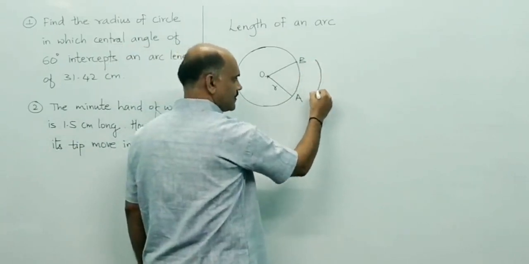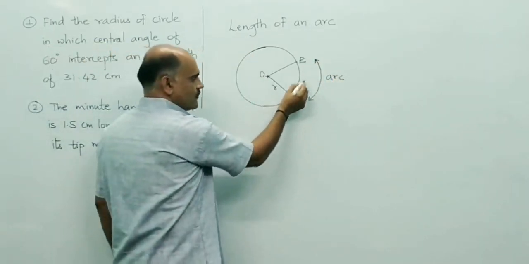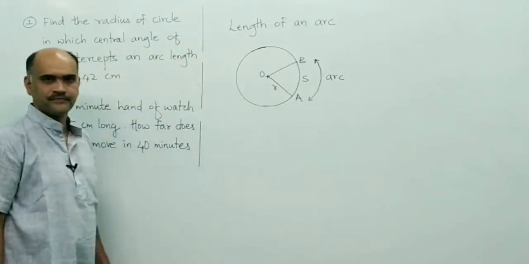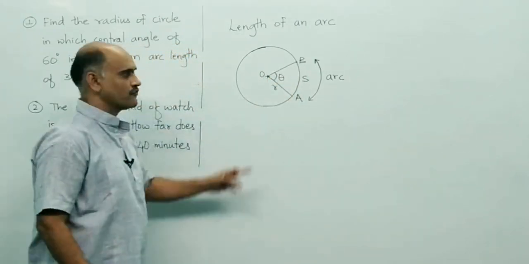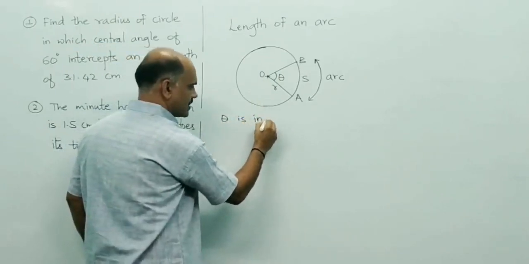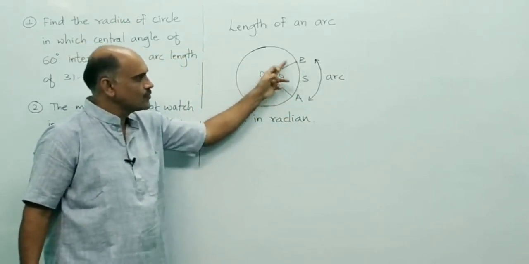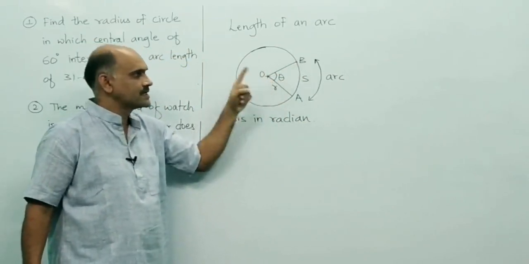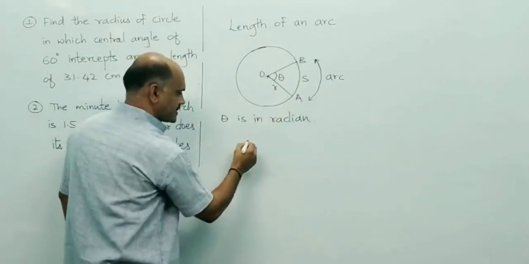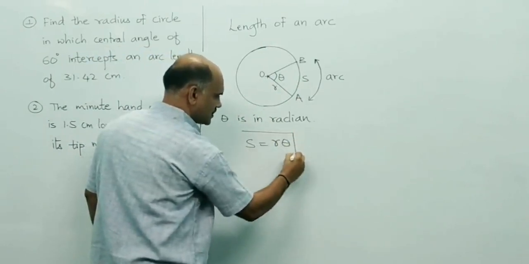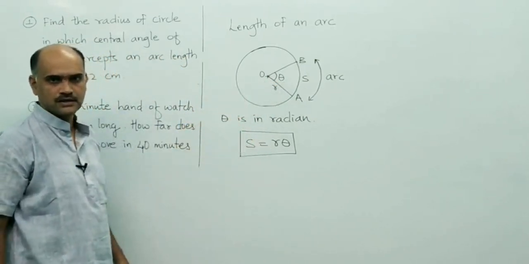This length from A to B, we call it an arc. So the length of this arc from A to B, we denote it as S. Length of arc we denote by S. And let it make an angle at the center, theta, where theta compulsorily has to be in radians. So A to B is an arc, OA is the radius, OB is the radius. The angle subtended or formed at the center is theta. So the formula for the length of an arc S is S is equal to R theta.